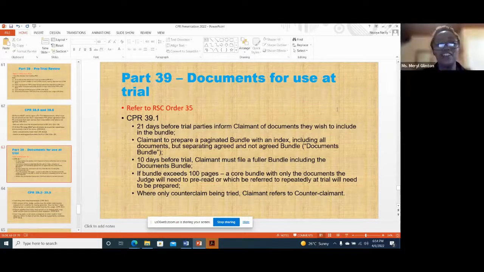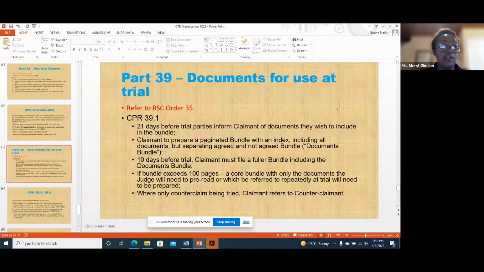I've started calling this a document bundle, even though that's not the terminology used in the CPR, and you'll see why. So the claimant, once they hear from the other parties, is going to prepare a paginated bundle, and that bundle has to include everything that the other parties asked to be included, but it will separate out those documents which were agreed for inclusion and those documents which were disputed as to whether or not they should be included. And in the usual way, there can be costs in relation to those disputed documents later.